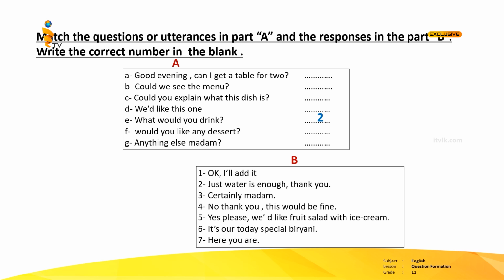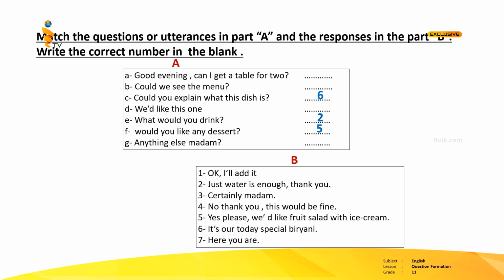We'll put it. Then let's look at the word dessert. The question is, would you like any dessert? What do you think the answer is? Look at number 5. Yes please, we'd like fruit salad with ice cream. Okay, what about the question C? Could you explain what this dish is? That means some food. Okay, what about the word biryani in part B? That is answer 6. It's our today's special biryani.